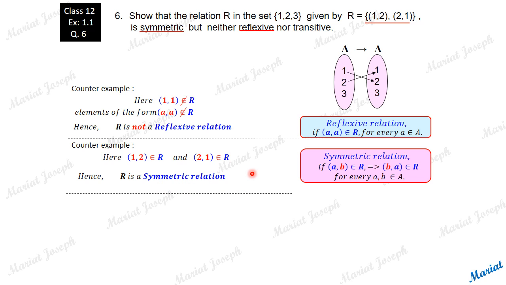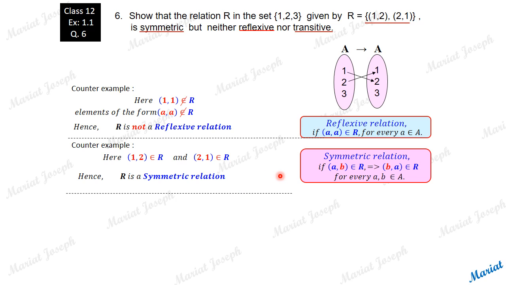One thing to be noted. Do not go on checking whether (1, 3) and (3, 1) are also there. Because the definition says if (a, b) is there, then (b, a) should also be there in the relation. Don't go on checking the pairs that are not there in the relation. For each pair (a, b) that is present in the relation, its reverse element also should be there. So we need to check with the elements that are present in the relation.